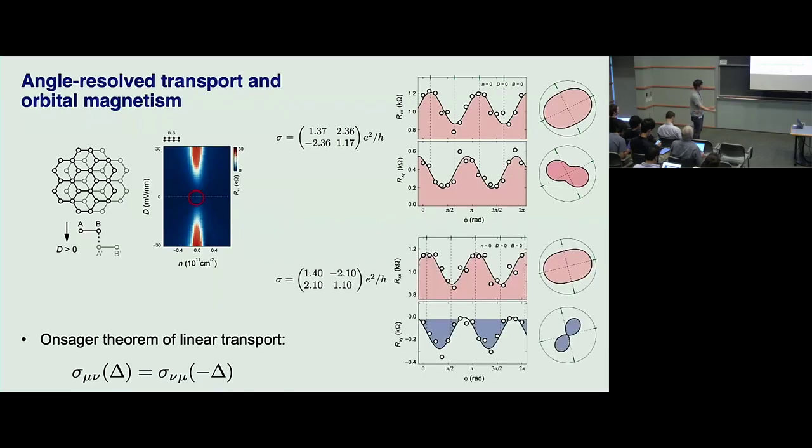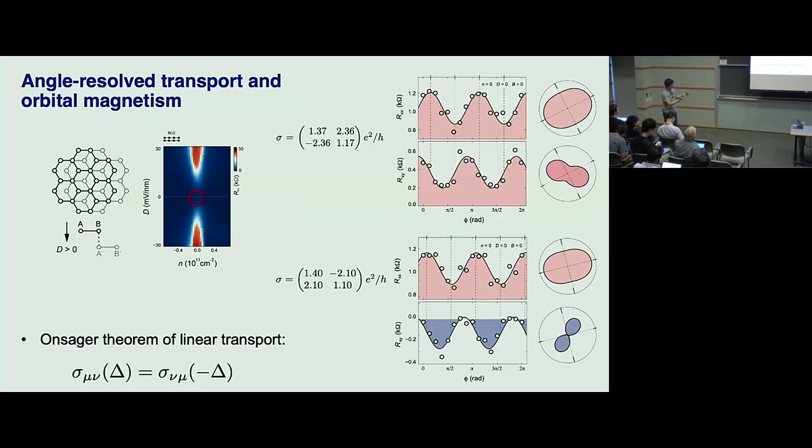And the same state, the angular dependence looks like this, right? And now if you extract the conductivity matrix, the diagonal term is about the same. The off-diagonal term now flips sign, right? So what's remarkable here is that the longitudinal resistance is not infinite, right? It's essentially a metallic state.